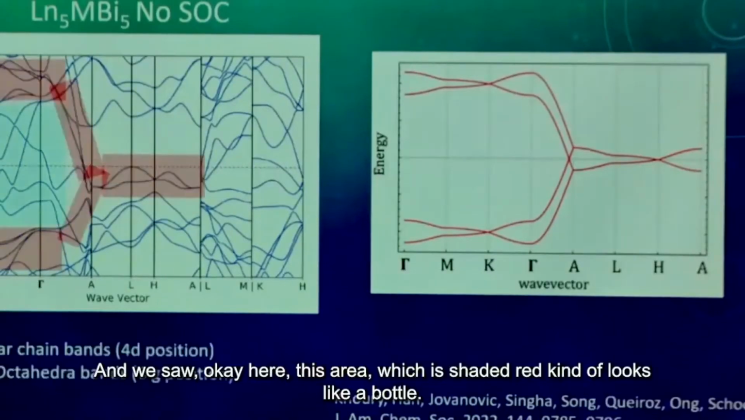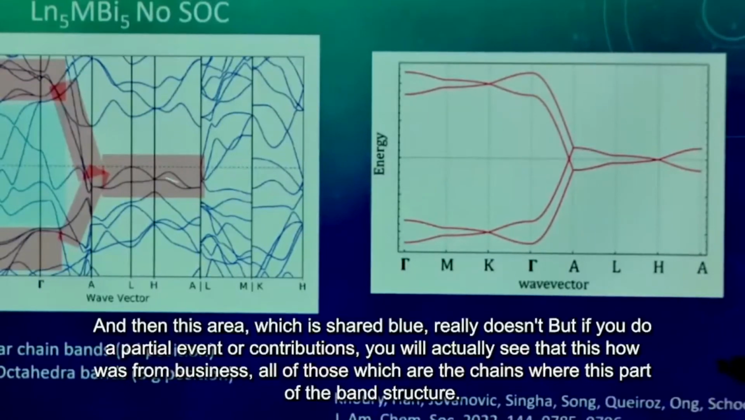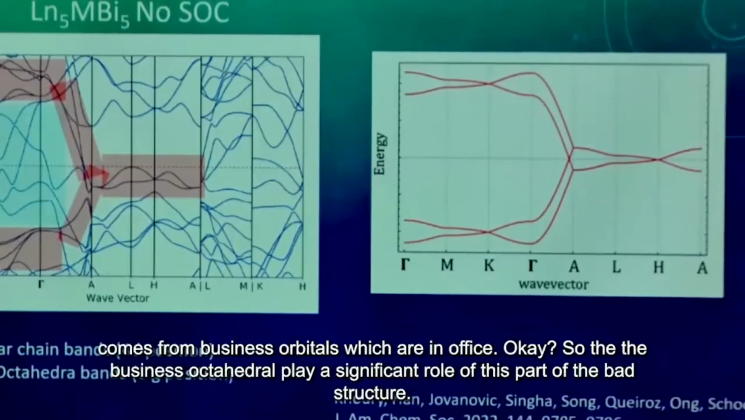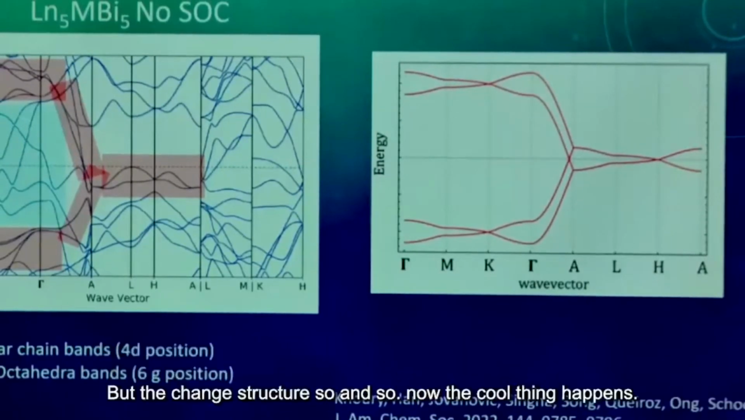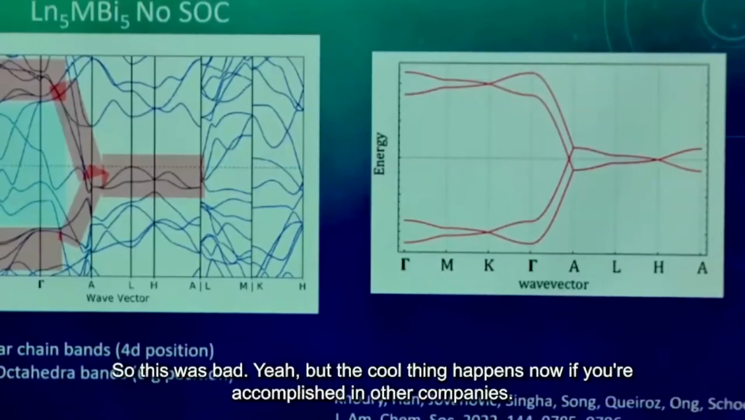Although then we look closer and we saw, okay, this area, which is shaded red, kind of looks like the model, and this area, which is shaded blue, really doesn't. But if you do partial band contributions, you will see that this comes from bismuth orbitals which are in the chains, whereas this part of the band structure comes from bismuth orbitals which are in octahedra. So the bismuth octahedra play a significant role in this part of the band structure, but the chain structure is still there.